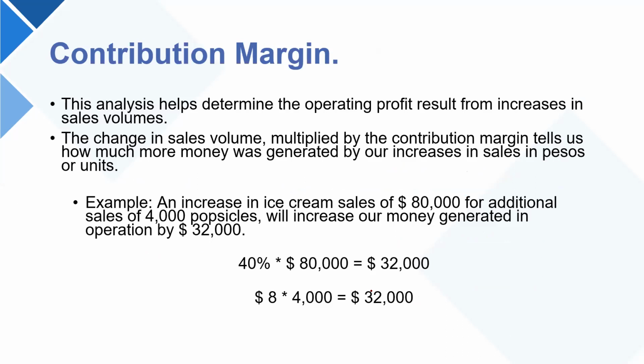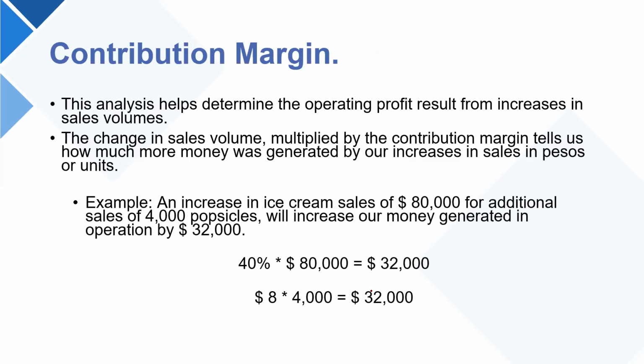So to the ice cream guy, I mean, he asked us for the contribution margin, and then this guy is like, okay, and why is that important for me? Well, it will help him determine the operating profit that he will get from increases or losses on profit from decreases on sales volume. So the change on sales volume times that percentage will give you how much money you generate when you increase your volume on sales or in units. And let's see an example.